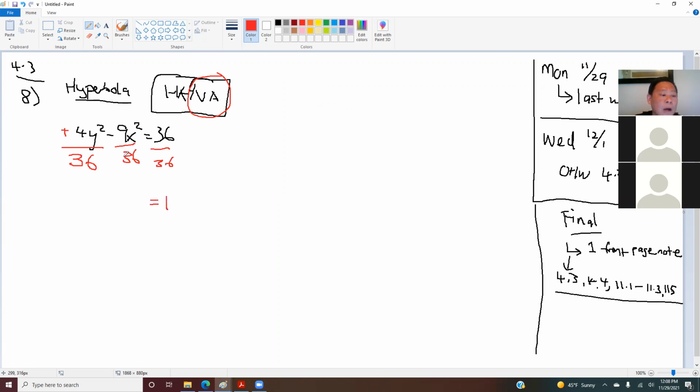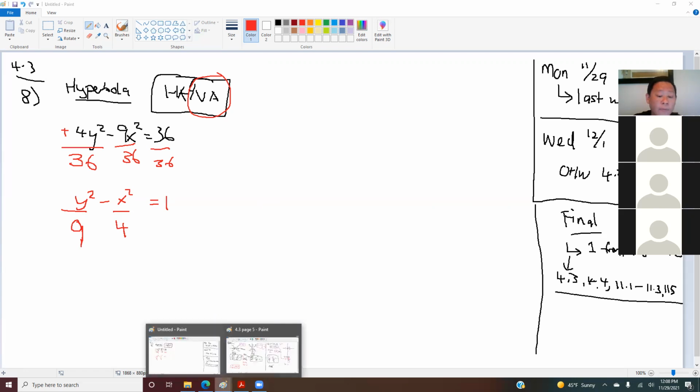So can someone do some fractions for me, or reducing fractions? What is 4 over 36? 1/9. Yep. So it's y squared over 9. And what is 9 over 36? This will be 1/4. Okay, now this is 1/4.